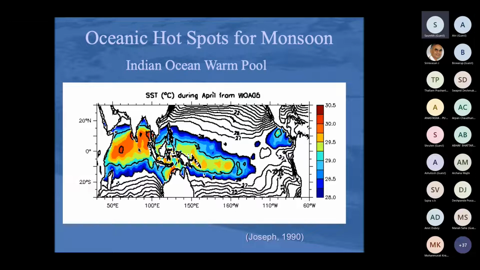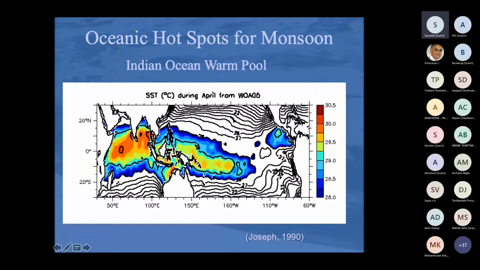Right? At that time, the Indian Ocean warm pool is the hottest region anywhere you can find in the world ocean. Now, within this warm pool, there are a few regions. One of them is the central part of the equatorial Indian Ocean. The other one is close to the Andaman Sea and parts of the Bay of Bengal. And the third one is off the west coast of India, the southern part of the west coast of India. These regions are real hotspots.